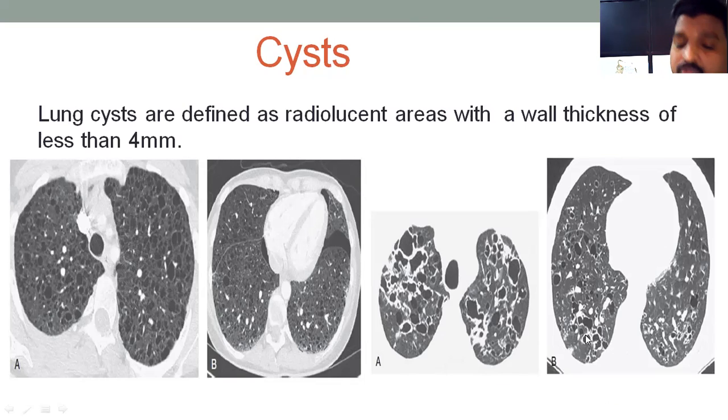If you are dealing with smokers, you could think of LCH. So the difference between LCH and LAM is that LAM has smooth, thin-walled cysts, evenly distributed all over the lung field, involving the peripheries, most commonly presenting with pneumothorax, whereas LCH has thick-walled, irregular, bizarre-shaped cysts, predominantly distributed in the upper lobes, sparing the peripheries in the lower lobes, and also associated with nodules. So these are the common cystic lung diseases that you see in a patient with interstitial lung disease.